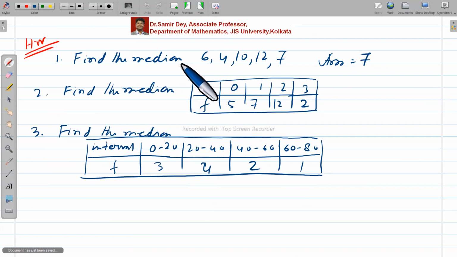So here I have considered 3 types of problem from median. Find the median of the individual data, find the median of the individual data with frequency, and find the median of group data with frequency. So here I have given only one solution. Right now I don't have any solution of this. Please do solve, and in the comment box please write your answers.